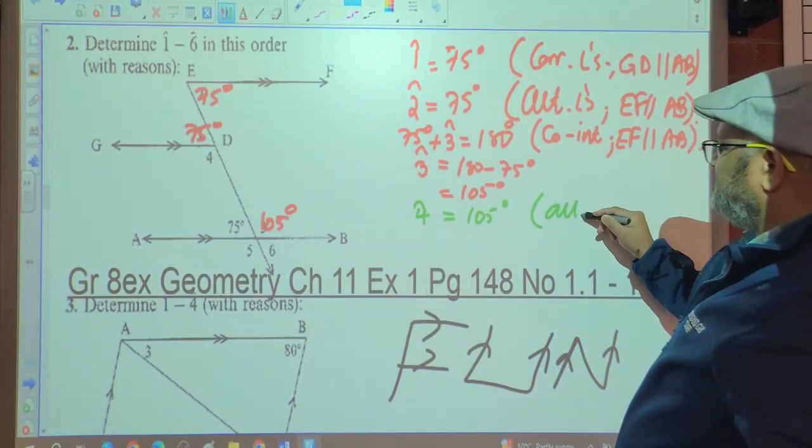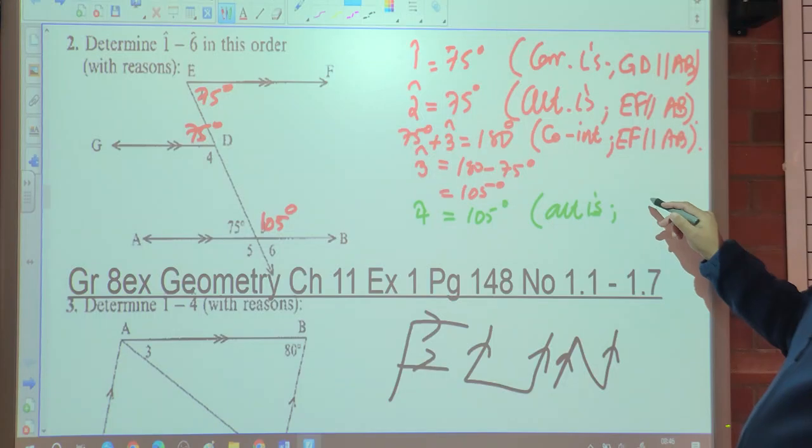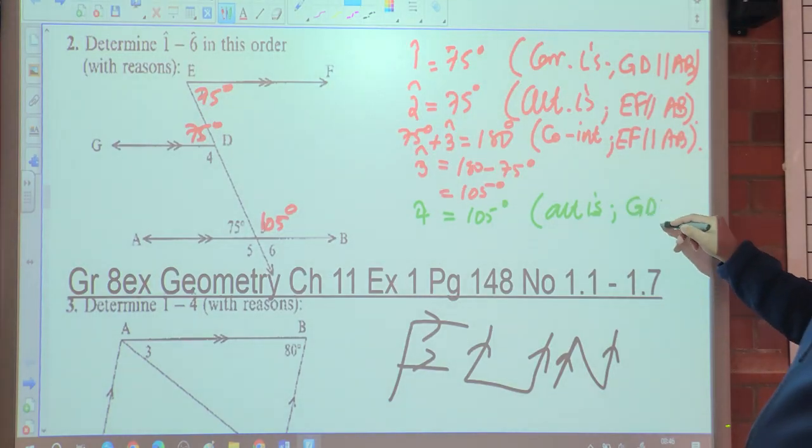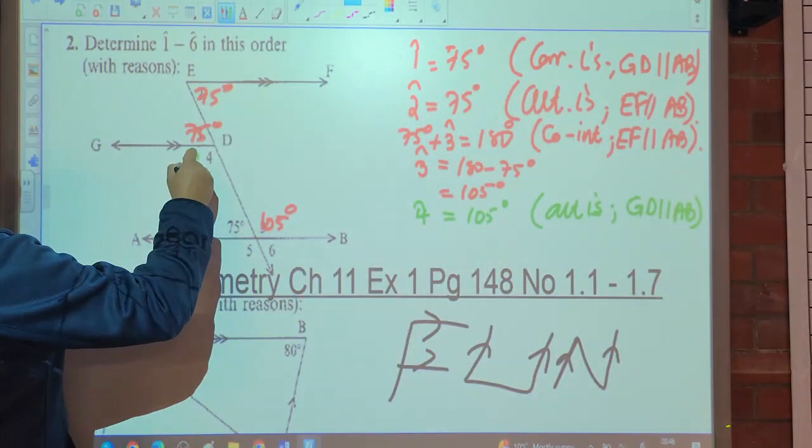Alternate angles with GD being parallel to AB. That is now 105, sorry.